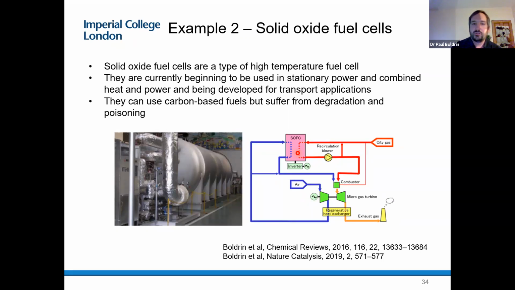The main advantage of solid oxide fuel cells is that they have very, very high efficiency. That's why people want to use them for these applications. And they can also use carbon-based fuels. The disadvantage of them is that they're high temperature, 600 degrees C or more, but despite that, people are also working on them for transport applications. The main problems with these fuel cells at the moment are degradation and poisoning. This is actually a sort of pilot plant fuel cell, I think that's 200 kilowatts in Japan.